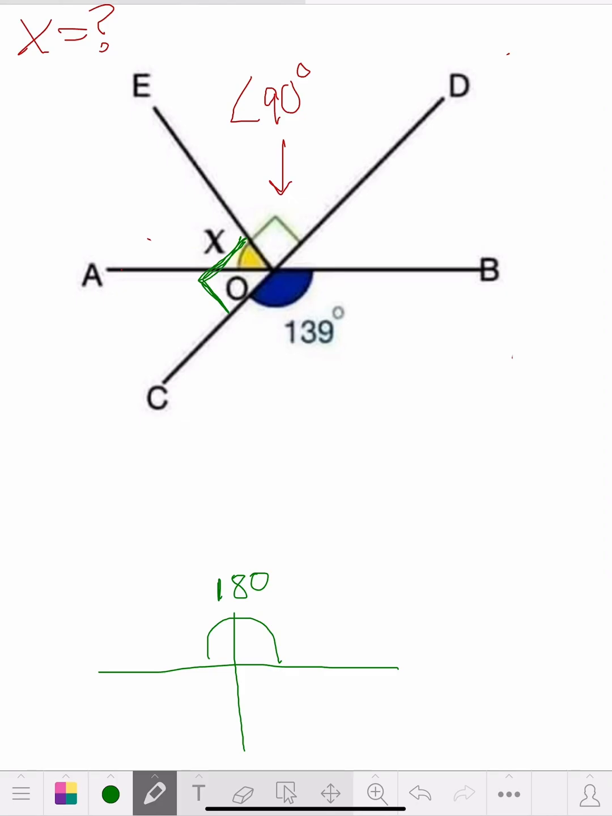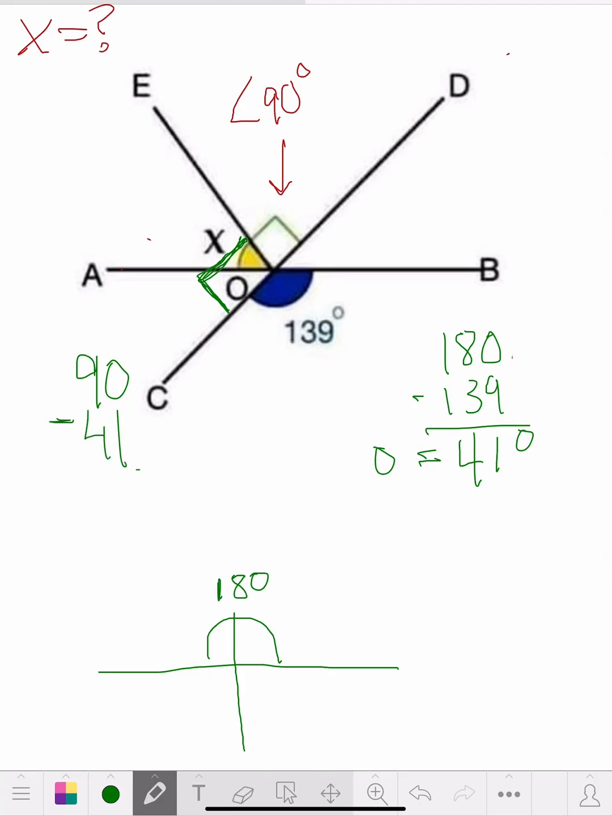So let's do 180 minus 139. What do we got here? We got 41 degrees. So O equals 41. Now they're telling you, remember that little square tells you that's 90. So that means 90 minus the 41 equals X.